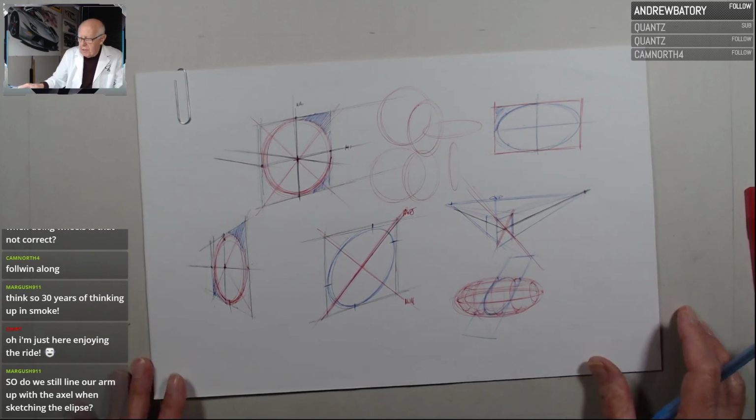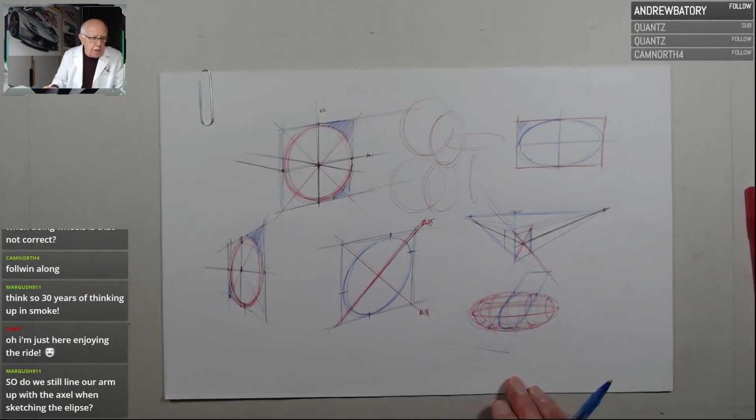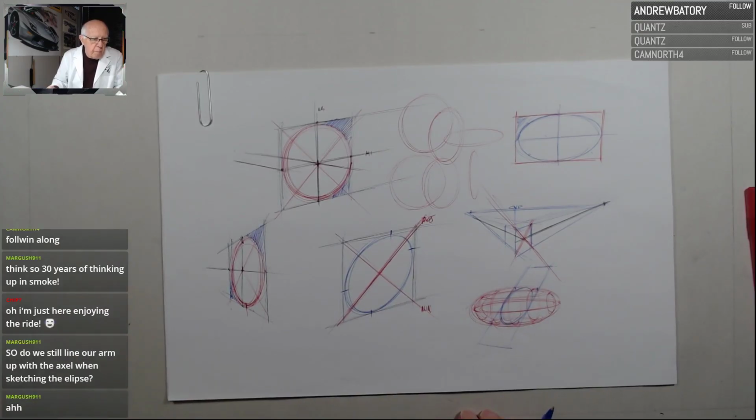Does that help to clarify that, Jeff? I'm going to make sure these questions are answered carefully here. Does that help, Jeff, or not? Yeah, aha, very cool. So do we still line our arm up with the axle when sketching the ellipse?